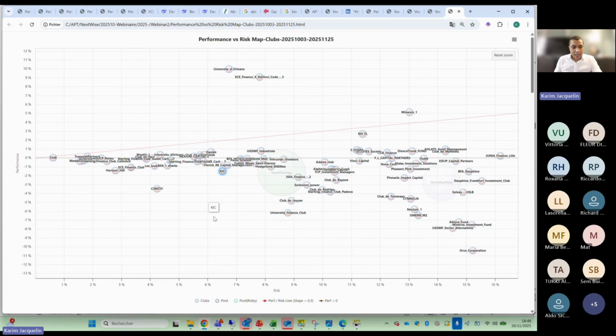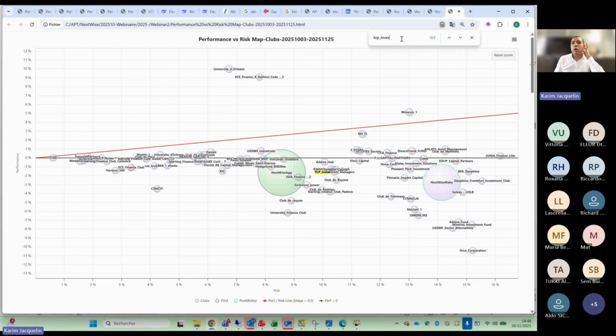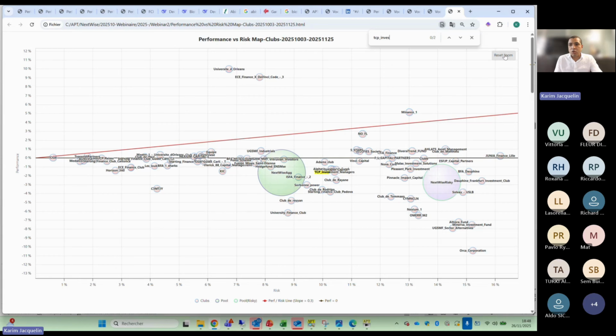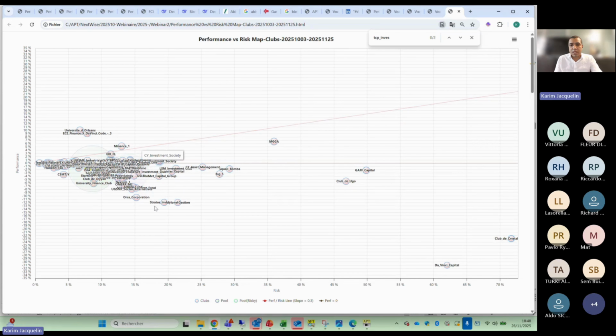Another functionality that can be useful, you have a search bar. So if you are looking for your club, and if you can see it inside this huge amount of data, you can just type your portfolio, your club name, and you will be able to locate it inside this graph. And at any time, you can reset the zoom so that you can see the full picture.